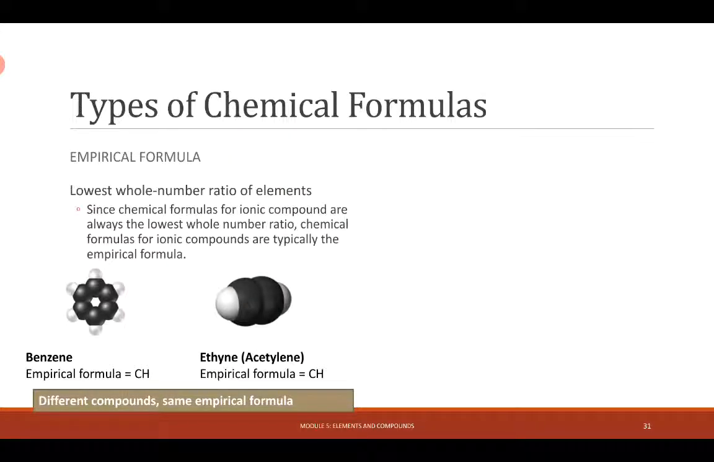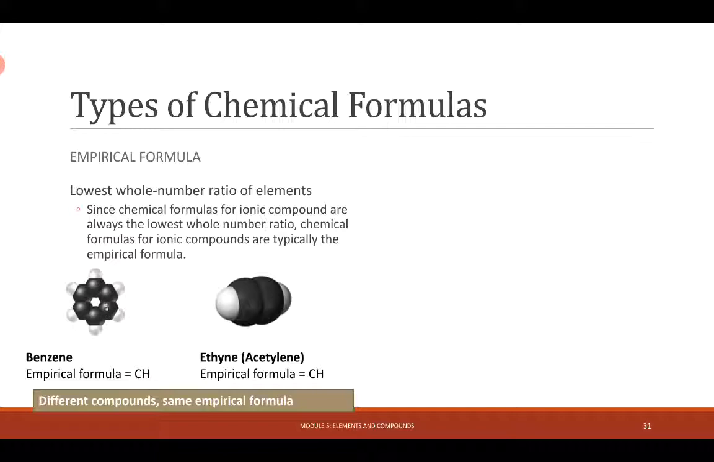So when we write chemical formulas, we can either write empirical formulas or molecular formulas. Empirical formulas indicate the lowest whole number ratio of elements. The empirical formula is not completely useful for molecular compounds because we do have different compounds, completely different compounds that have the same empirical formula.